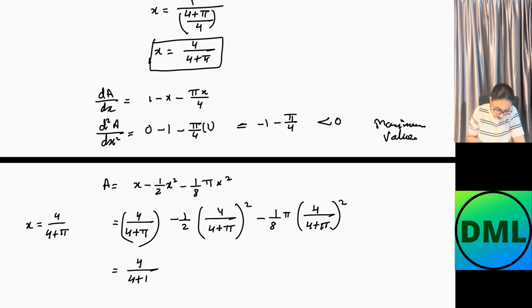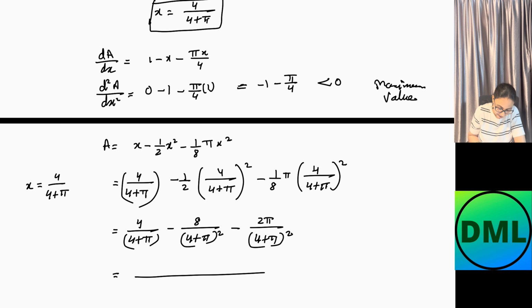which will be equal to 4 over 4 plus pi minus 4 squared is 16. 16 divided by 2 is 8. Let's write down 8 here. 4 plus pi the whole squared, minus 4 squared is again 16. 16 divided by 8 is 2, which will be equal to 2 pi over 4 plus pi the whole squared. Let's take 4 plus pi the whole squared as the LCM here. So 4 here will be multiplied by 4 plus pi, minus 8, minus 2 pi.